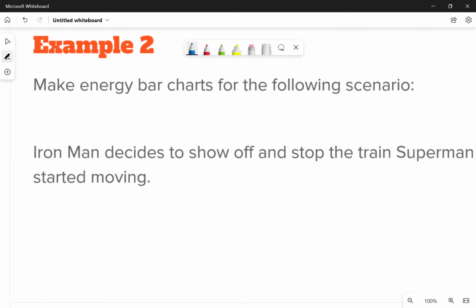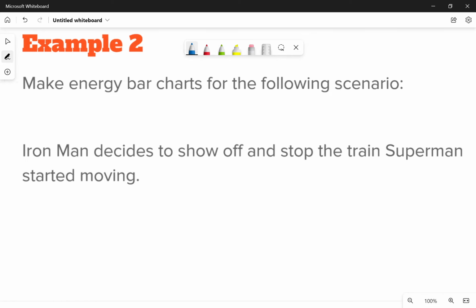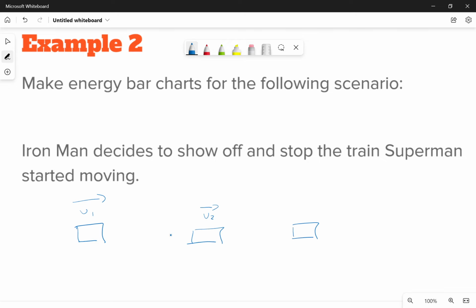So another example. Here we have kind of the reverse example. So Iron Man decides to show off and stop the train Superman started moving. So in this case, we're going to have a train that is moving. So it starts with a high velocity, and it's going to slow down to where it's not moving anymore.